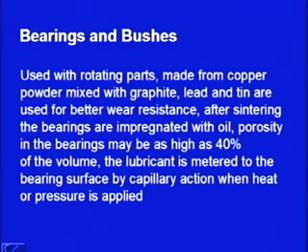Then the second application for powder metallurgy products can be bearings and bushings. So, bearings and bushings are used where we have rotating parts. These are made from copper in the powdered form mixed with graphite, lead and tin, and it is used for better wear resistance. Lead and tin basically are added for better wear resistance. So, after sintering, the bearings are impregnated with oil. The process of impregnation we have already seen in the secondary manufacturing processes for powder metallurgy parts.